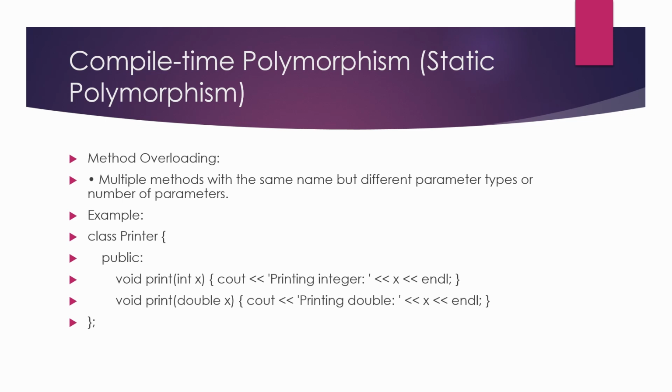Let's dive into compile time polymorphism. Method overloading is a key concept here. This occurs when multiple methods have the same name but differ in their parameters, either in type or number. For example, in this class Printer, we have two print methods, one for integers and one for doubles. The compiler decides which method to use based on the argument type at compile time.